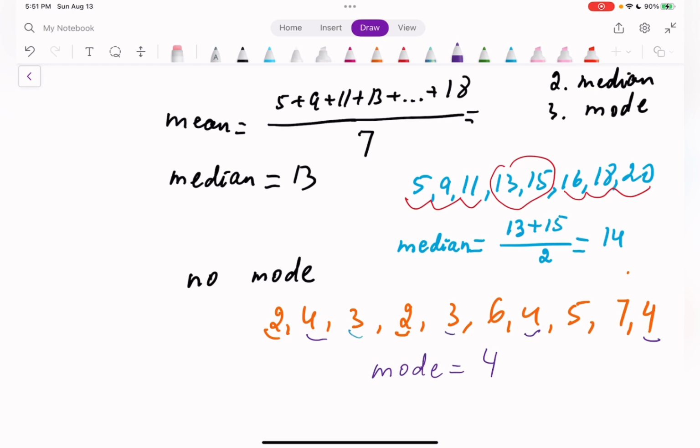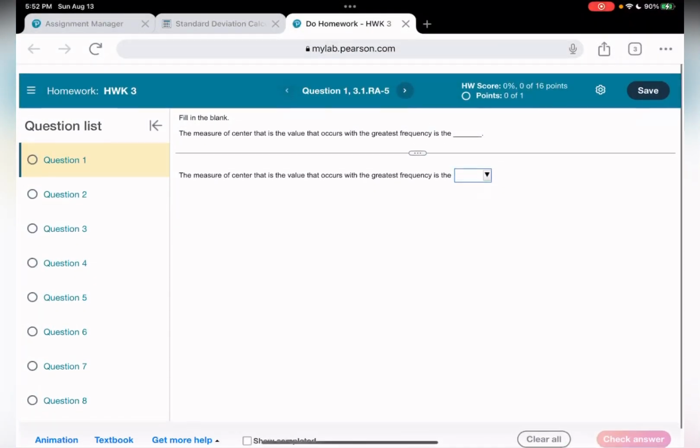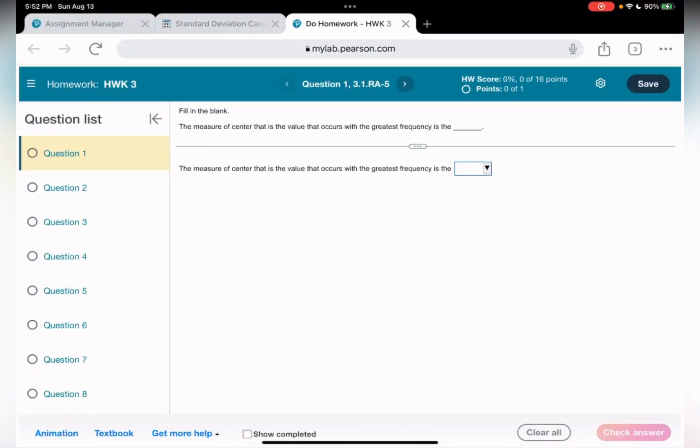Now let's assume I wouldn't put the extra 4. Then you would have twice 4, twice 2, and twice 3. Since their frequencies are equal, your mode would be 2, 3, and 4. Are we clear? Okay. So now that we are familiar, what is the answer to the question: the measure of center, the value that occurs with the greatest frequency? The answer is, obviously, mode.